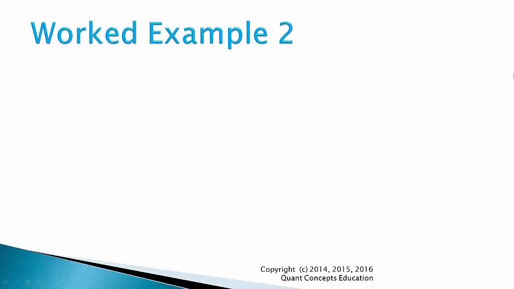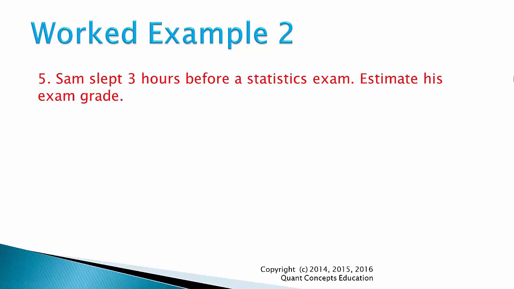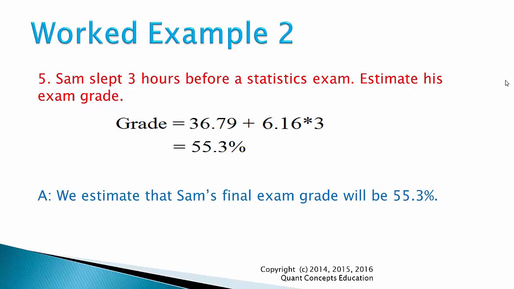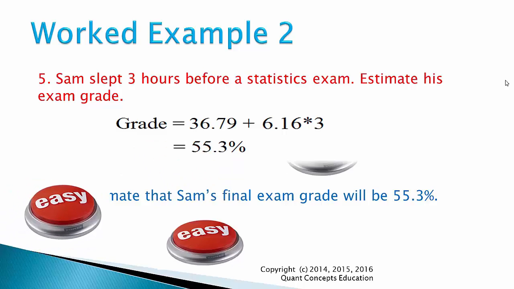Final question, and it's an easy one. Sam slept 3 hours before a statistics exam. Estimate his exam grade, okay? We simply have to write down the estimated regression line and substitute the level of sleep. So in this case, we insert 3 hours here, which gives us 55.3%. Hey, I'm surprised it even passed. So we estimate that Sam's final exam grade will be 55.3%. Done and done.